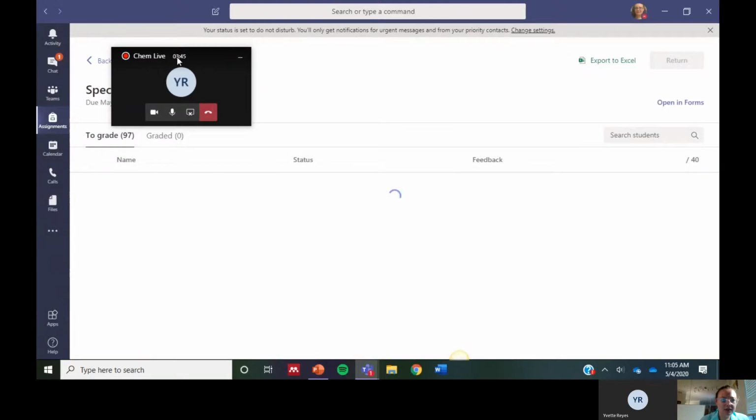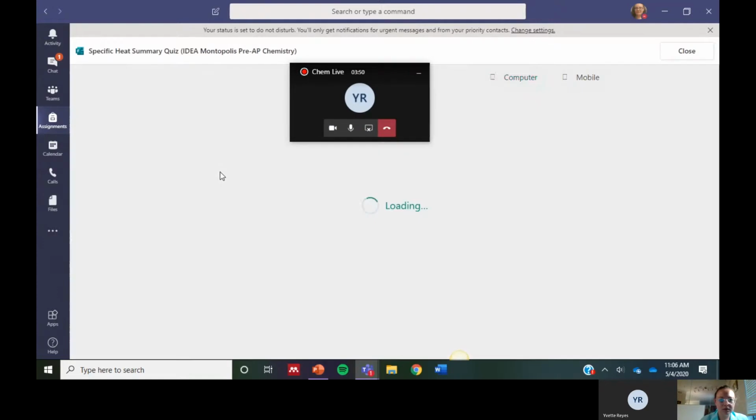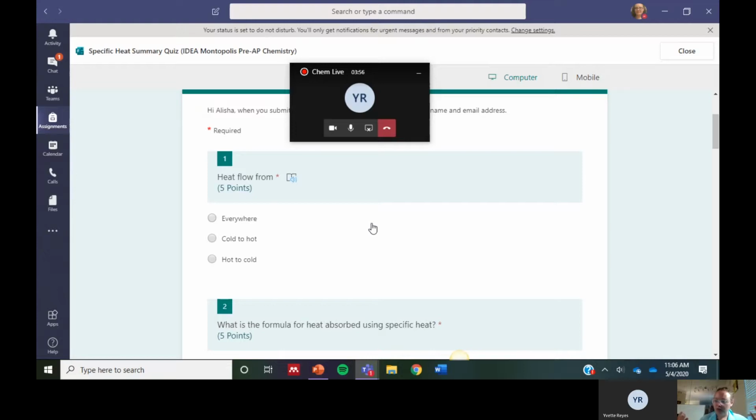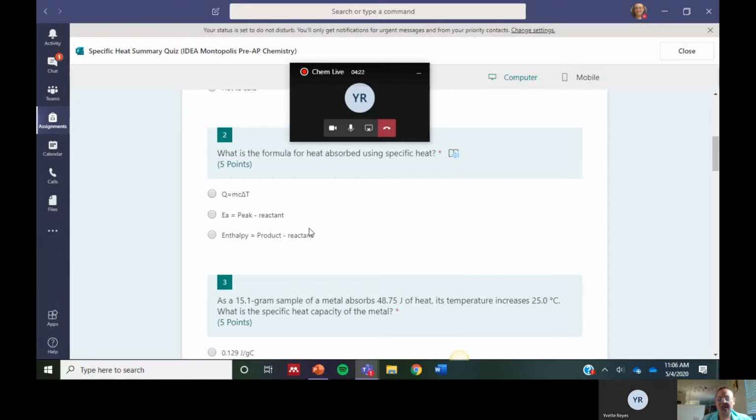So here's our summary quiz. If we talk about heat flow, heat is never going to go from cold to hot. If you have a system, hot energy always gets absorbed by a cold system, just like how things always diffuse from a high concentration to a low concentration. Energy always transfers from a high temperature to a low temperature. This formula, you know that. I'm not even going to go with that one. That's our Q1.